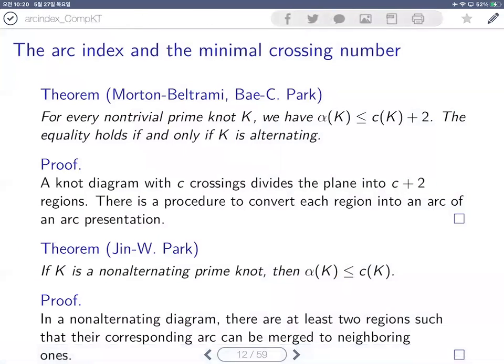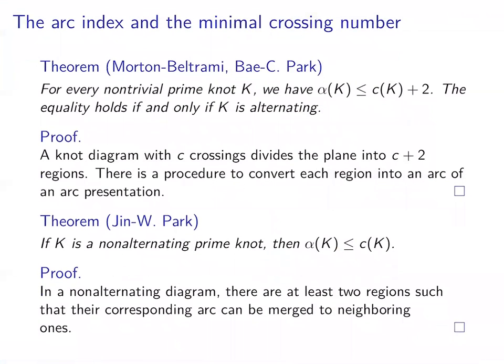So there are several useful theorems. It was proved by Morton, Beltrami, and Babcock that for every non-trivial knot K, the arc index is not bigger than the crossing number plus 2. And the equality holds if and only if the knot is alternating. And by the theorem of Jin and Park, if K is a non-alternating knot, then the arc index is not bigger than the crossing number.